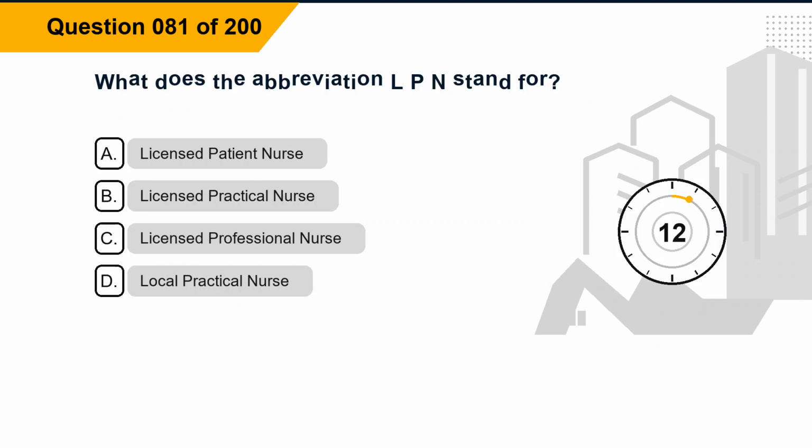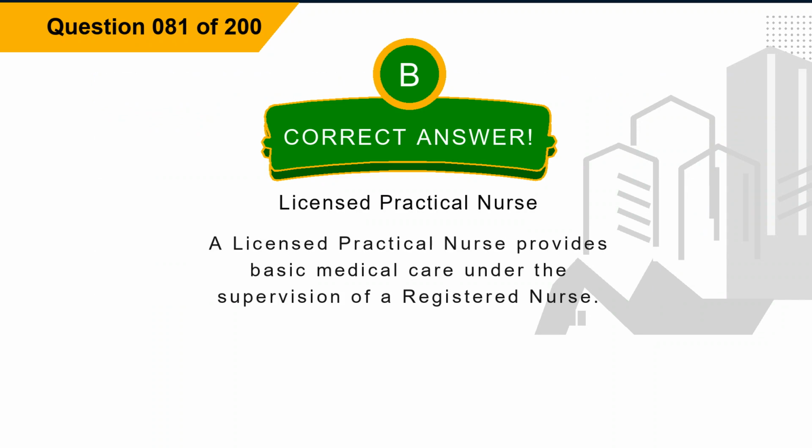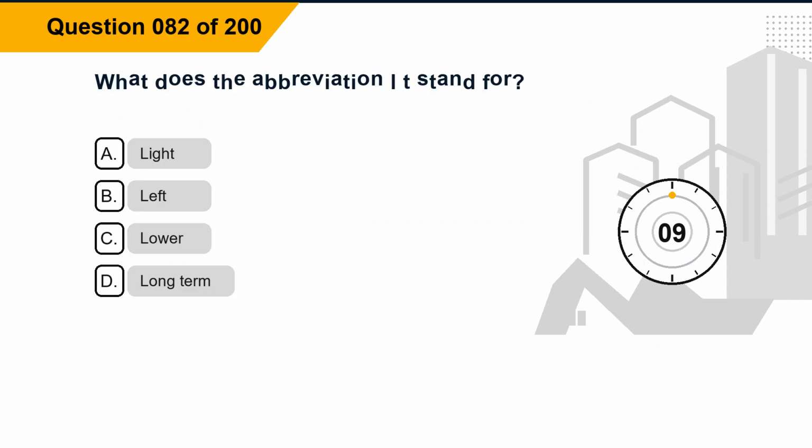Question 81. What does the abbreviation LPN stand for? Option A, licensed patient nurse. Option B, licensed practical nurse. Option C, licensed professional nurse. Option D, local practical nurse. The correct answer is option B, licensed practical nurse. Explanation. A licensed practical nurse provides basic medical care under the supervision of a registered nurse. Question 82. What does the abbreviation LT stand for?